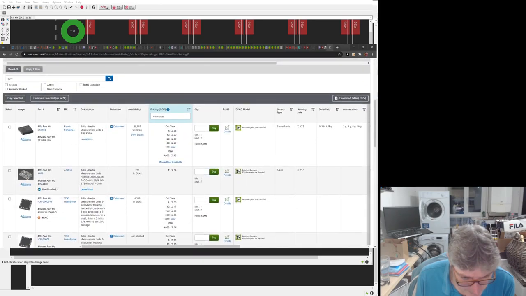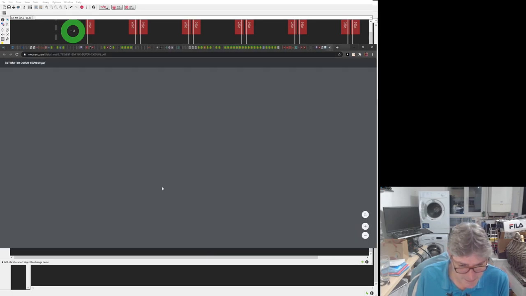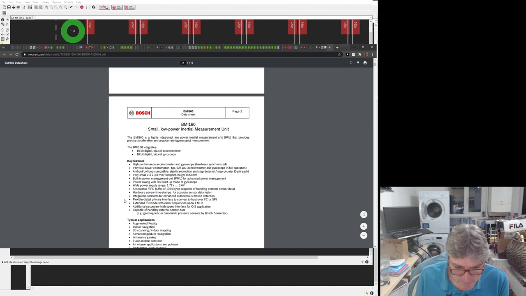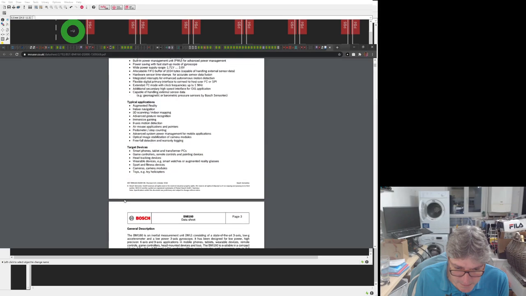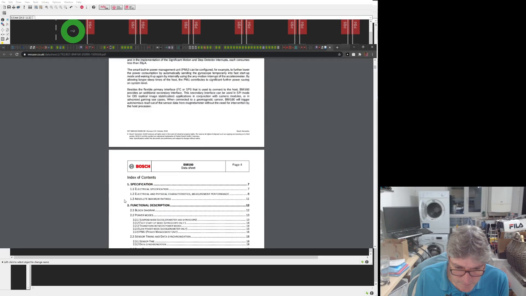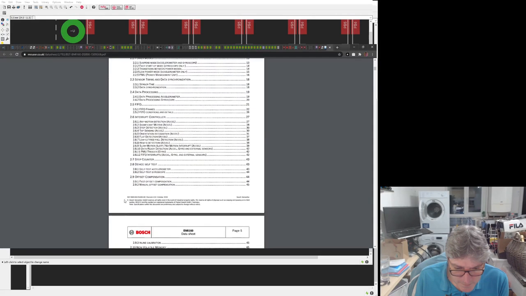Adafruit has something here, the LSM6. That's interesting. So actually the Adafruit board looks cheaper. That's a 6-axis, everyone's a 9-axis. Let's just get a data sheet of this. I'm intrigued. Bosch. Android Lollipop compatible. That's clearly important if you want to sell a volume of these, I guess. Extended I squared C mobile frequencies up to 1 MHz. It looks pretty cool.